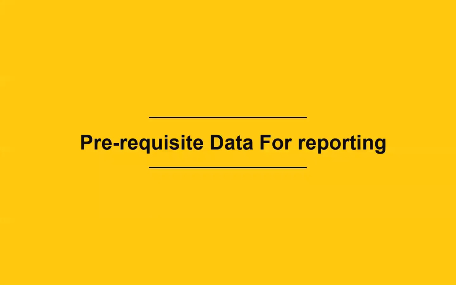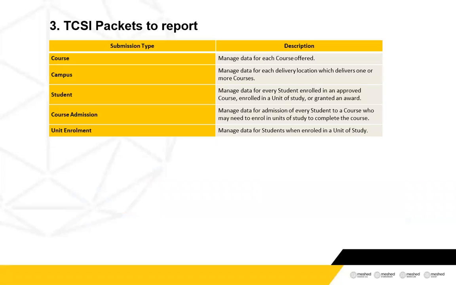So now let's move towards the prerequisite data. This is the data that you will need to record on your Mesh platform before you actually start doing reporting. In TCSI, you report different packets to the TCSI portal. There are a total of 5 packets: course, campus, student, course admission, and unit enrollment, each of which has particular data contained in it, which you are going to report to TCSI.